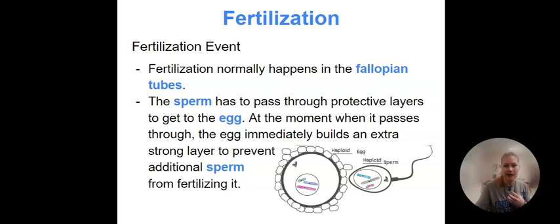The sperm does have to pass through a lot of protective layers kind of like around the egg in order to get in. But once the sperm does get through those protective layers, the egg will then immediately kind of reinforce itself in order to prevent double fertilization. So it really is one egg, one sperm. A lot of this is controlled through hormones and other chemical signals. It's super crazy and complicated, but also very fascinating.